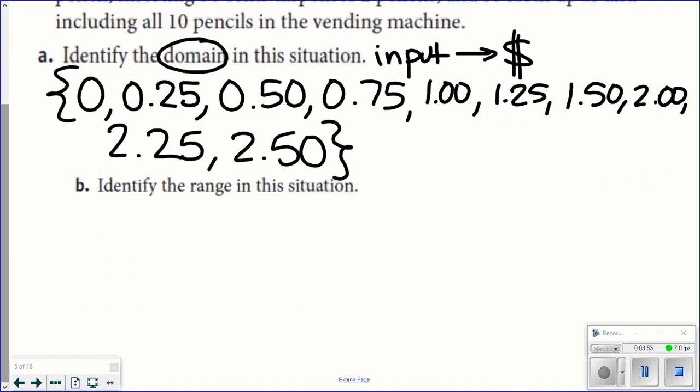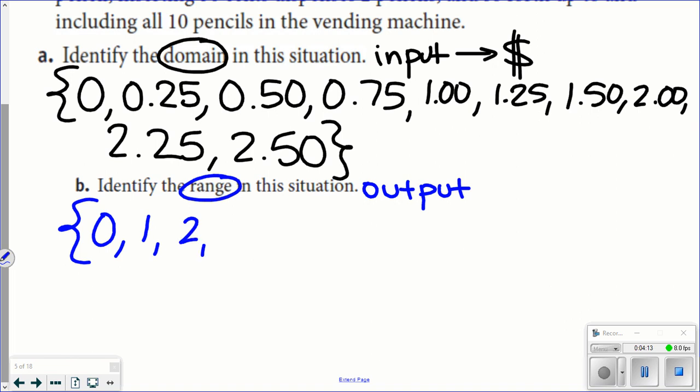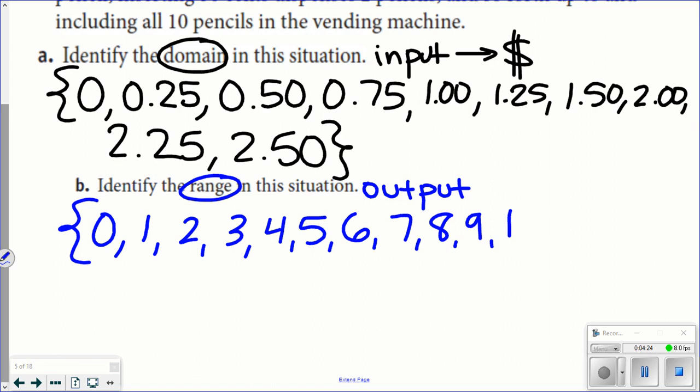So our range, remember, is another word for output. So what we get out of this vending machine. So if I don't put any money in, I'm not going to get any pencils. So 0, 1 pencil, 2 pencils, 3 pencils, keep going. The maximum is 10, so we're going to stop at 10.